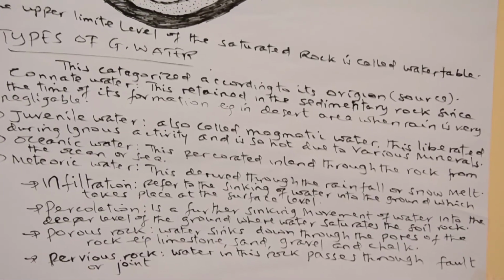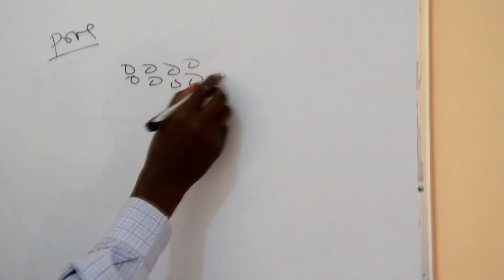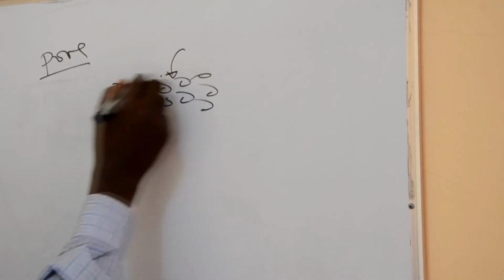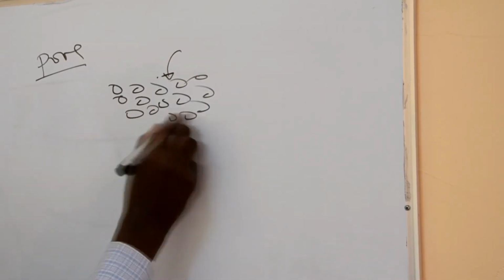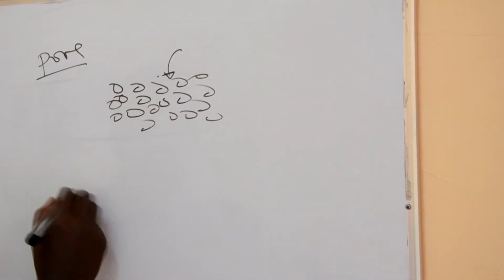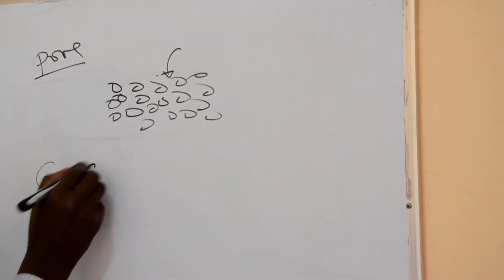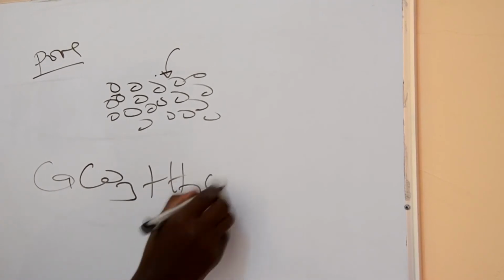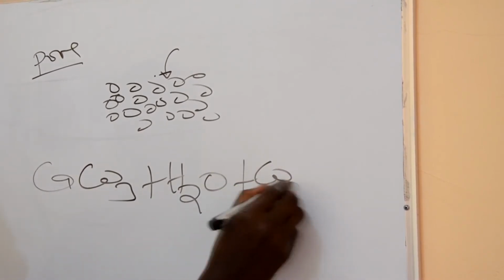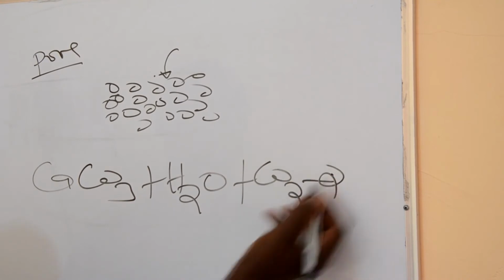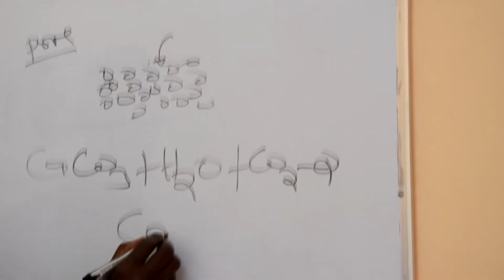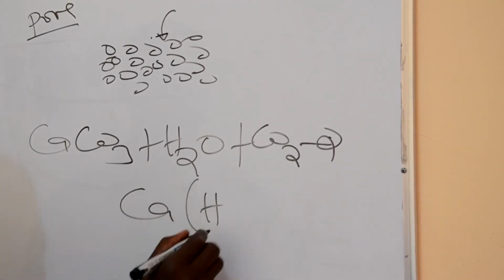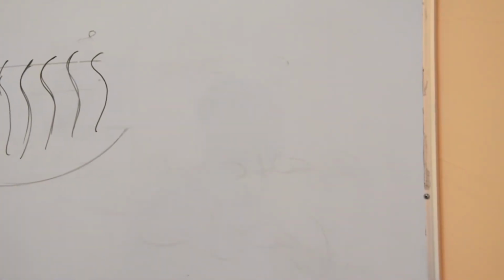Porous means nyufa, nyufa ambazo zinaweza zikaruhusu penetration of water. Not only that, it can pass to the limestone region. Limestone is a charcoal-like structure which consists of calcium carbonate. Wherever the calcium carbonate reacts with rain water in the presence of carbon dioxide, it can lead to the formation of calcium bicarbonate, which is very weak in nature.